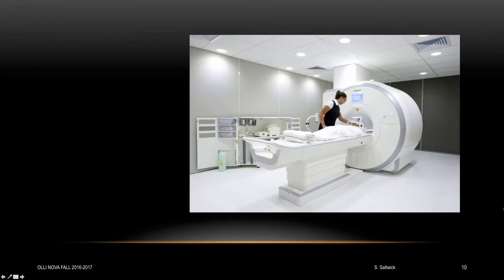Let's take a brief look at how we would scan a human brain. The machine we use is called a magnetic resonance imager, or MRI machine for short. Most of the studies we'll look at in this seminar use MRI technology to produce the brain scans.